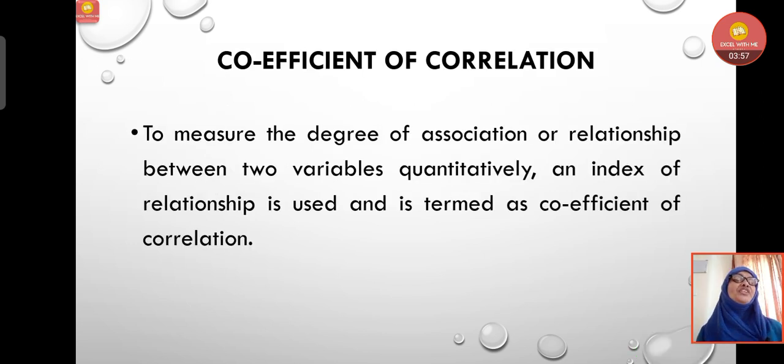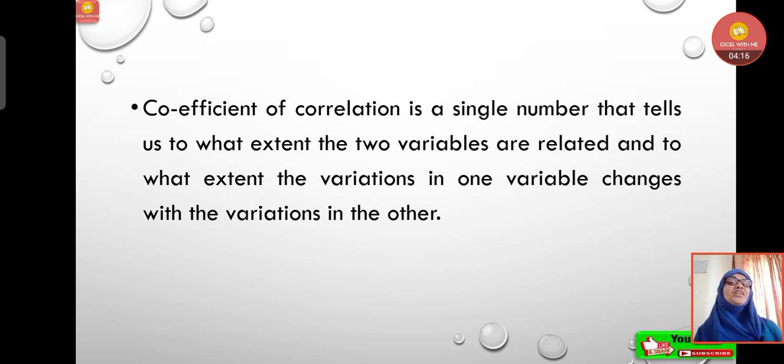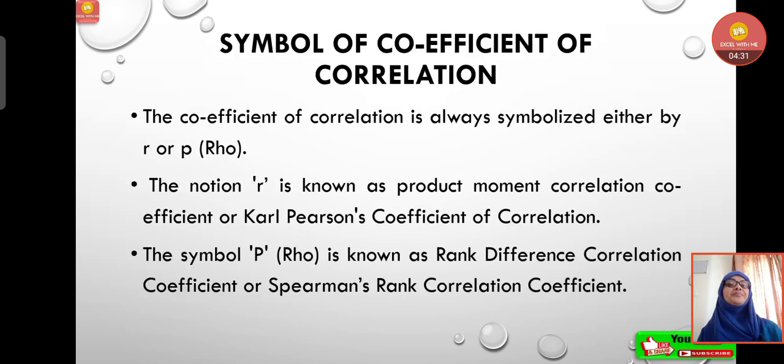Now what is coefficient of correlation? To measure the degree of association or relationship between two variables quantitatively, an index of relationship is used and is termed as coefficient of correlation. Coefficient of correlation is a single number that tells us to what extent the two variables are related and to what extent the variations in one variable change with the variations in the other.